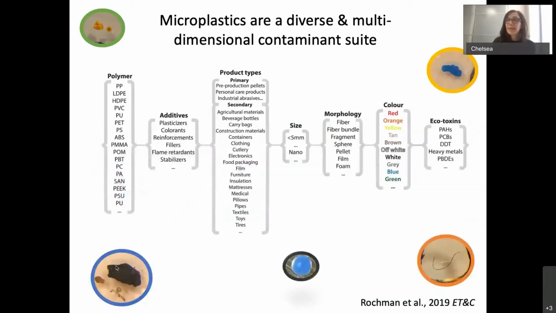But this contaminant is also unique, and I tend to think about it as a diverse and multidimensional contaminant suite. And what do I mean by multidimensional? Well, it's a particle. It in and of itself is obviously made of chemicals, but they're physical particles. They're made out of many different types of polymers. That includes a suite of many different types of additives.